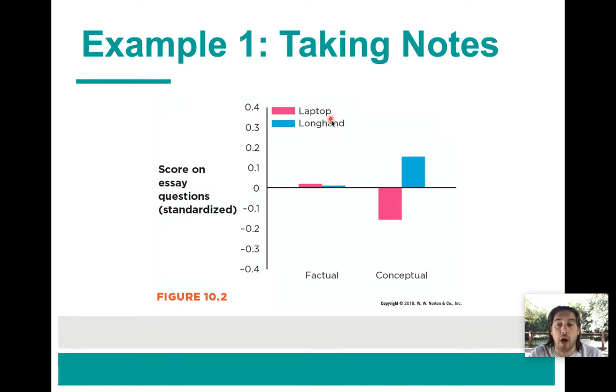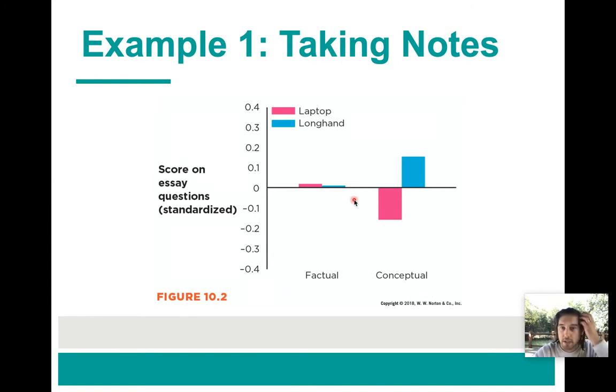And we have two options of that independent variable, laptop versus longhand. And then our dependent variable, our outcome measurement, right? The thing we're doing on the back end is knowledge, maybe a score on a test. In this case, it's a score on essay questions. And these researchers just happen to also be interested in maybe the distinction between factual knowledge and conceptual knowledge.